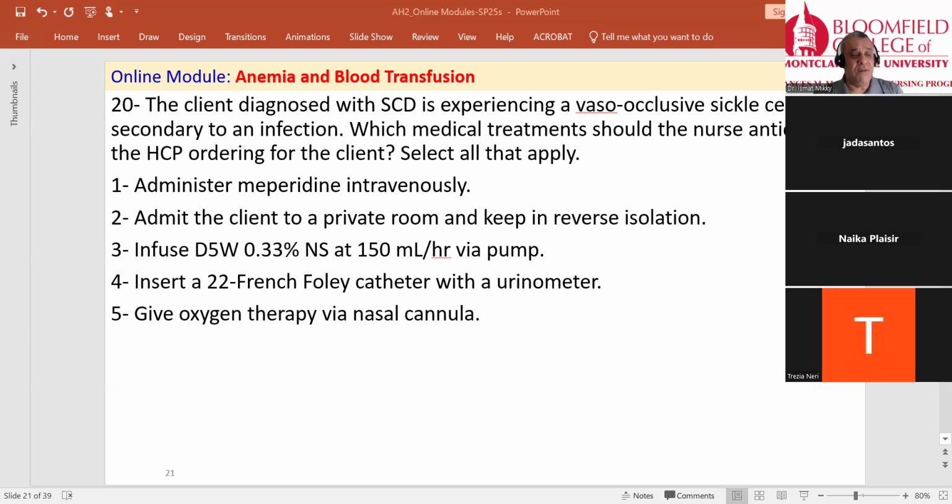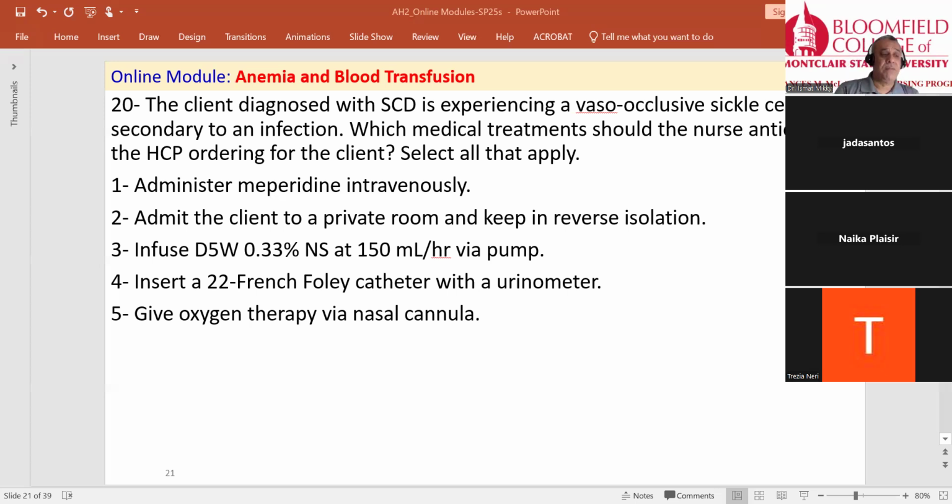So number 3 would be great for this patient, which is usually given to a patient here in peds, and we go with the 1/3 normal saline, 150 mLs an hour via pump. That's number one. It has to be the first intervention for this patient, especially during the vaso-occlusive crises.